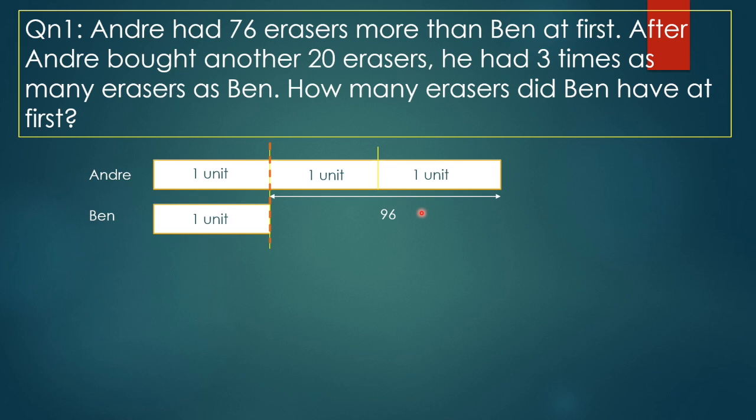And hey, he also has 96 erasers more than Ben. So we can deduce from here that 2 units equals 96. So 1 unit would be equal to 96 divided by 2, and that gives you 48 erasers. And Ben has 1 unit of erasers. So Ben also has 48 erasers. So the answer would be that Ben had 48 erasers at first.